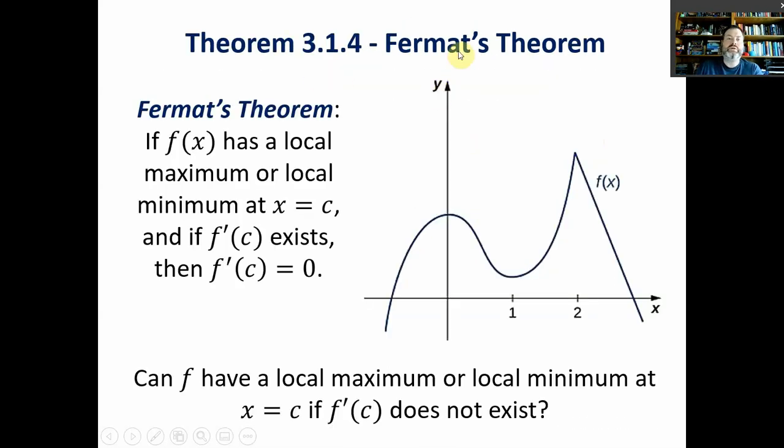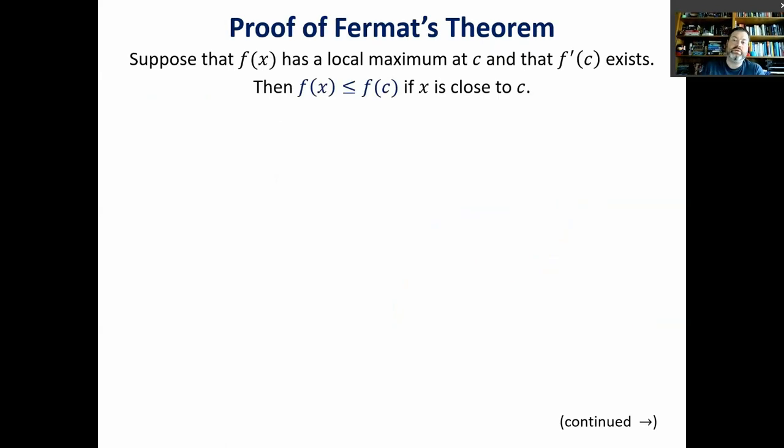So we're going to prove Fermat's theorem. It's kind of a long proof. Make sure you follow along, because you need to use this theorem to do work later on in this section and the next one. And on an exam, I can have you use this theorem. So make sure you understand the proof. Here we go. So we have a function. It has a local maximum, and the derivative exists at some point. So remember, derivative exists means continuous.